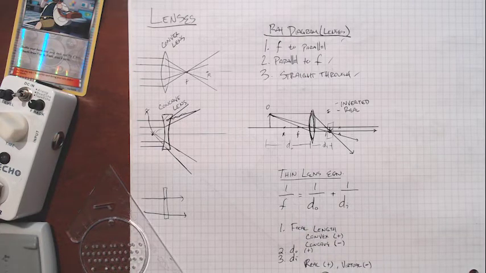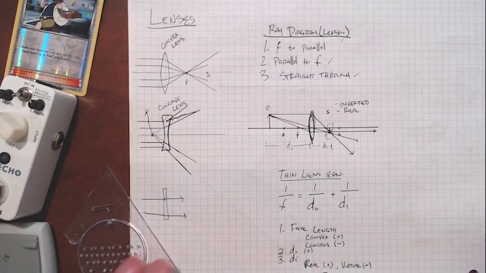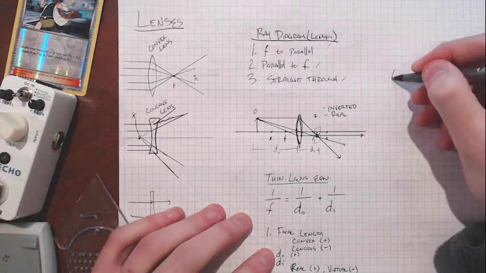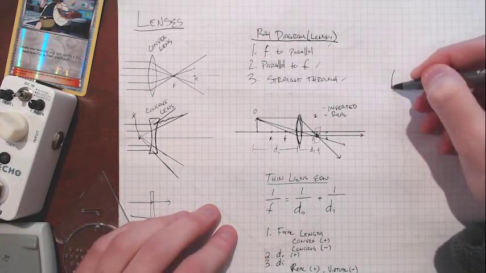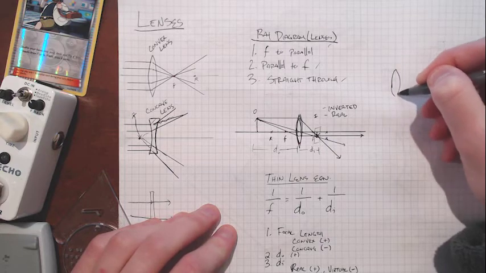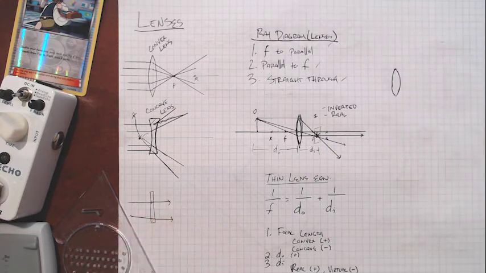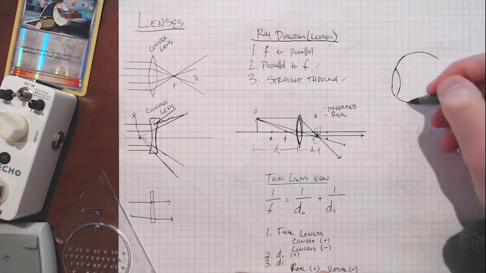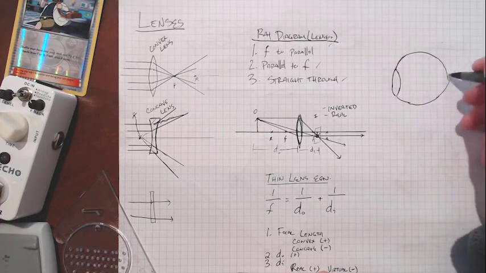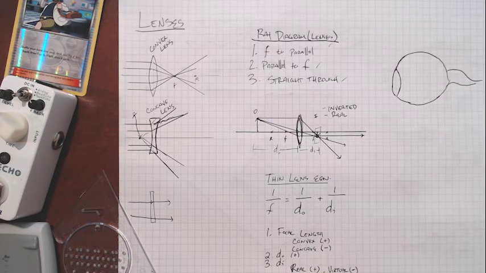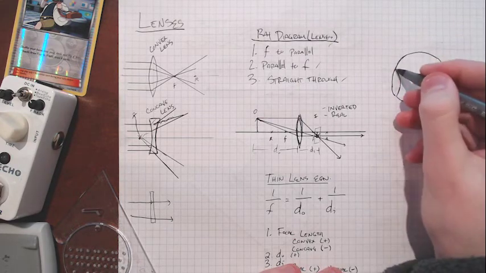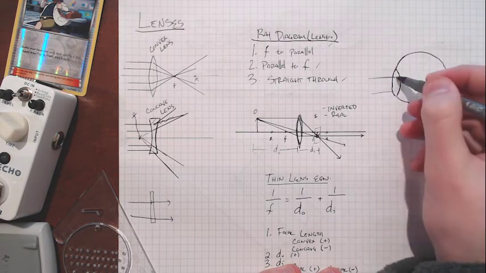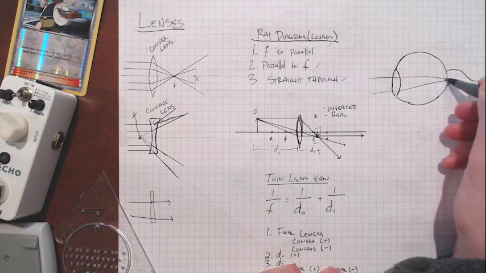But let's talk about some applications of lenses, and let's talk eyeballs. So a normal eyeball has a convex lens in front of it to help focus the light to your optical nerve in the back of your eyeball. So a normal eyeball will look like this, and of course the optical nerve runs to your brain. And this convex lens focuses the light on your optical nerve right there in the back.